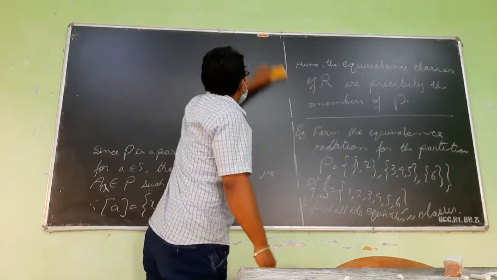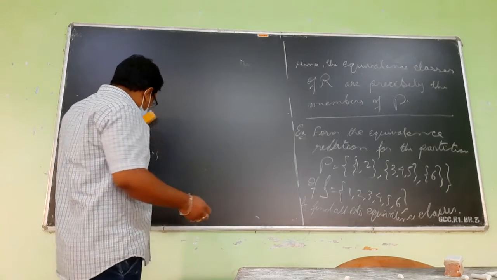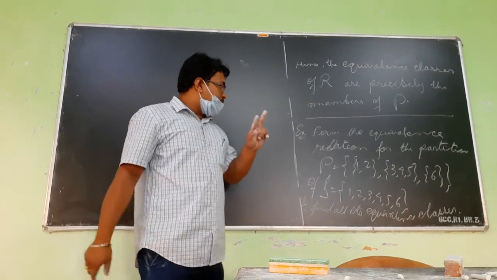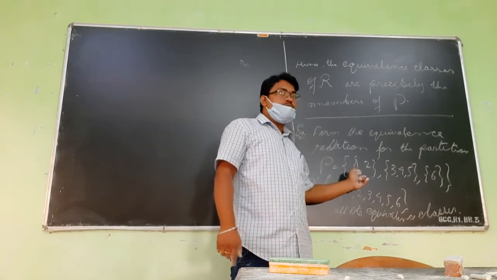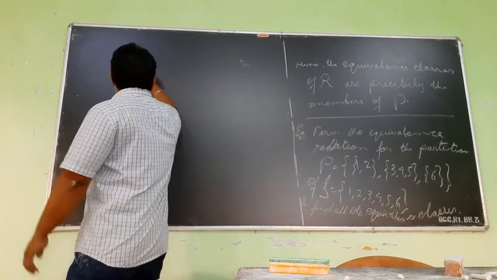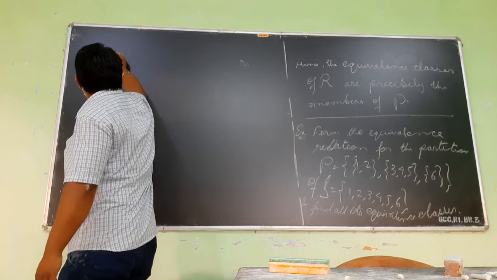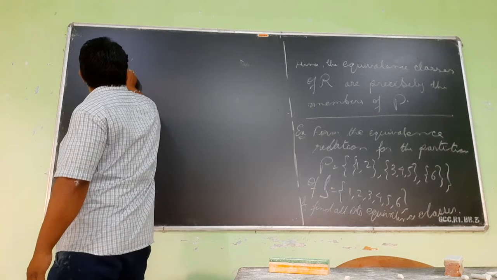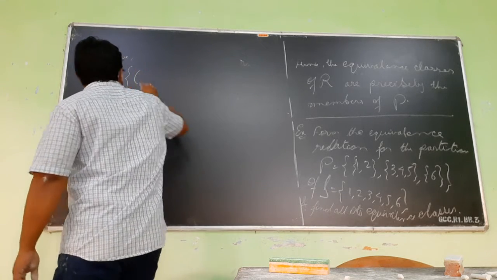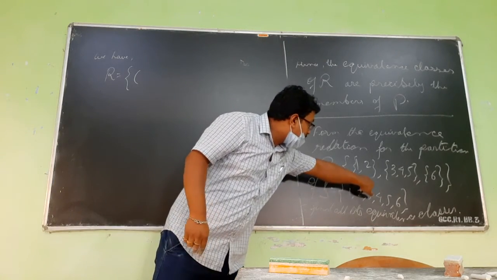We have seen, given a partition, two elements of S will be related if they belong to the same subset. So what is the relation? R equals, two elements will be related if they belong to the same member. Okay, so what is the first member here?